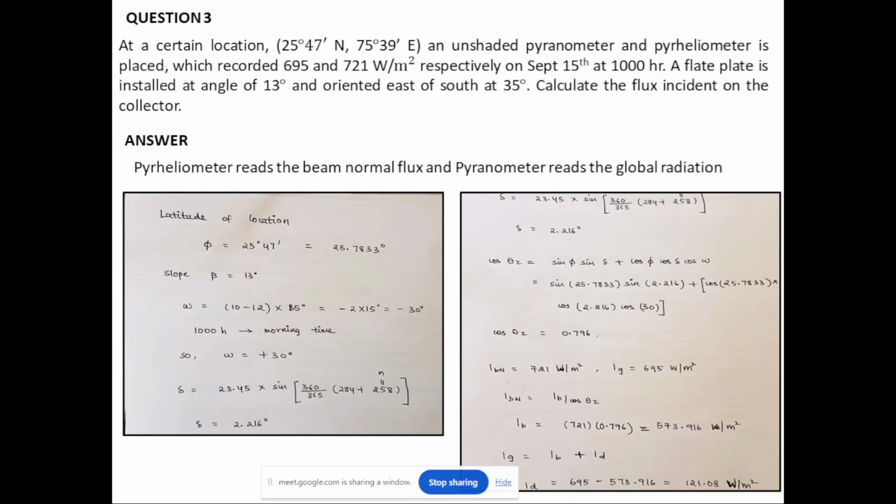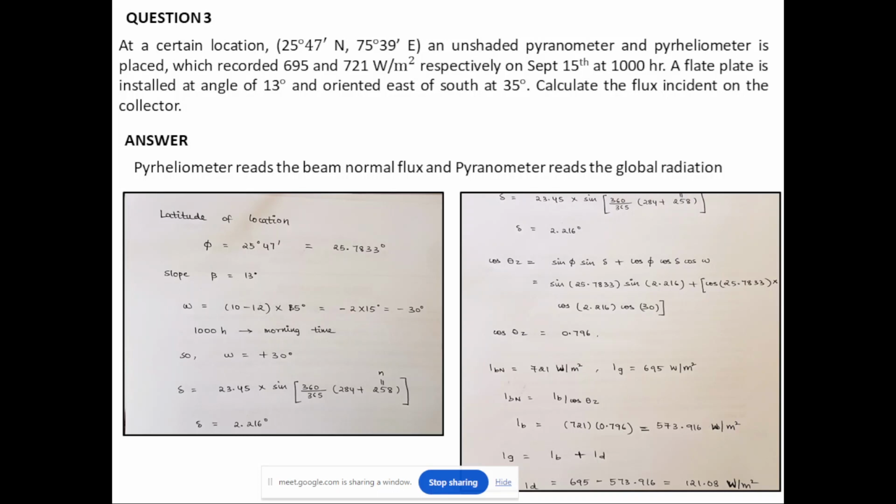You should have an understanding of what the pyrheliometer can read and what the pyranometer can read. Your pyranometer can read the global radiation falling onto the tilted surface, which is a combination of both the beam and the diffuse, that is the entire radiation coming from the sun, and your pyrheliometer reads the beam normal flux to the tilted surface.